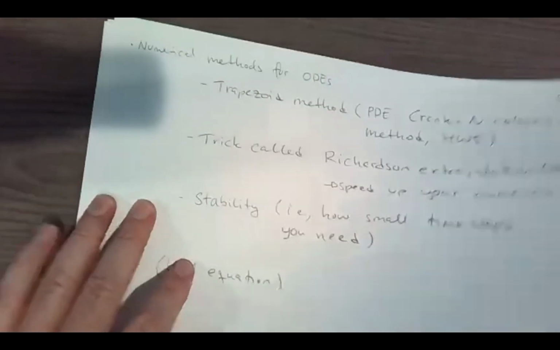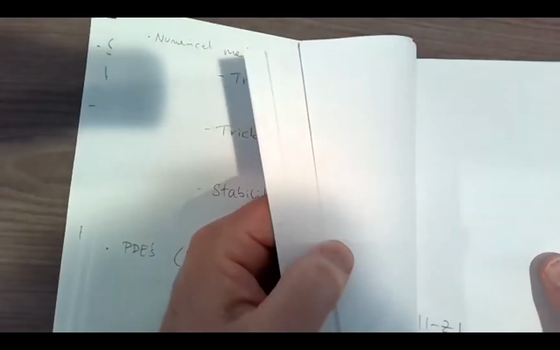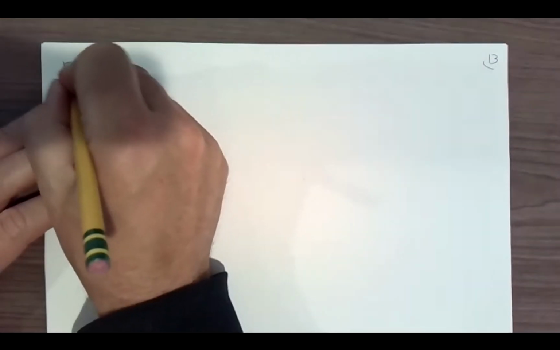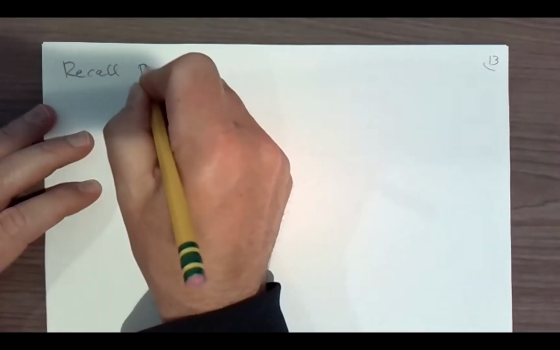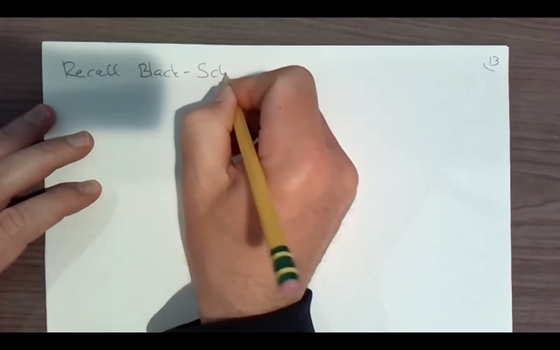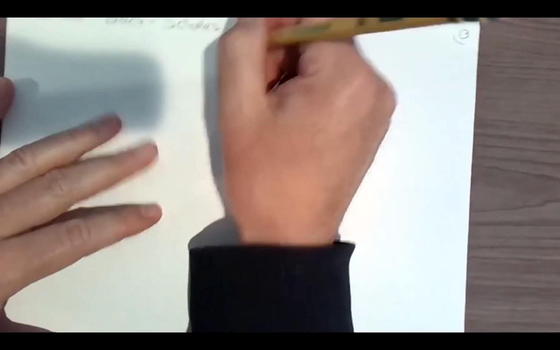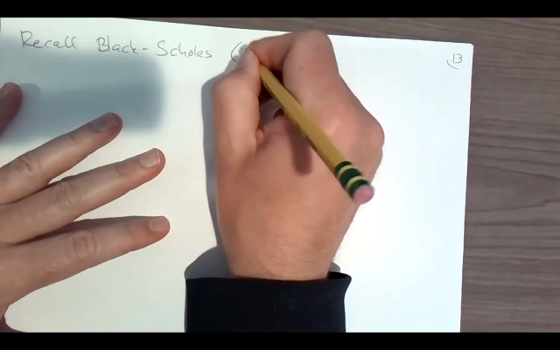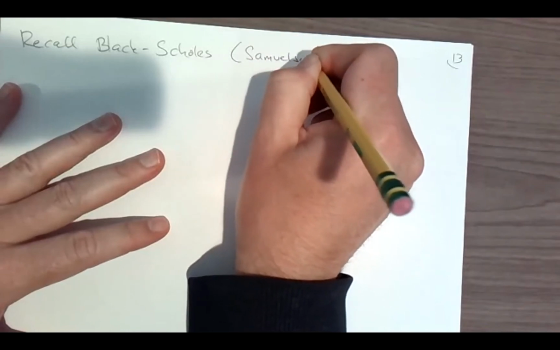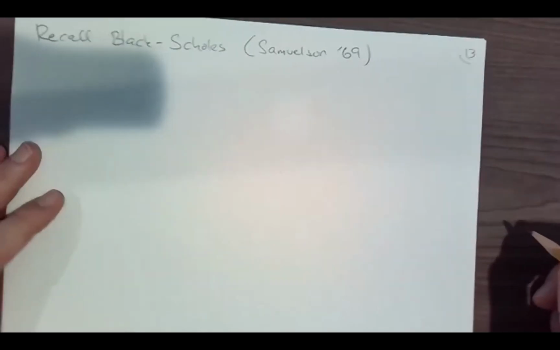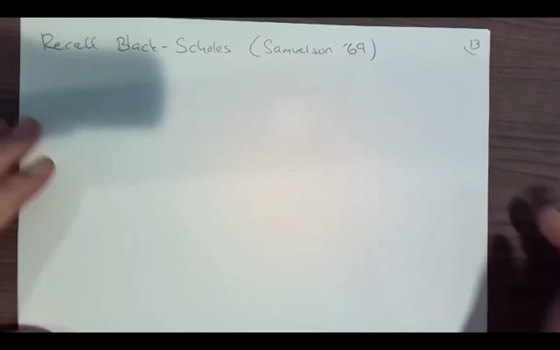So we have a little bit of time before the break, so maybe we should just derive the Black-Scholes PDE. Let's recall how to derive the Black-Scholes. This model is sometimes called Black-Scholes, sometimes Black-Scholes-Merton. It's actually due to Samuelson, who did this in 1969, so some people also call it Samuelson's model.